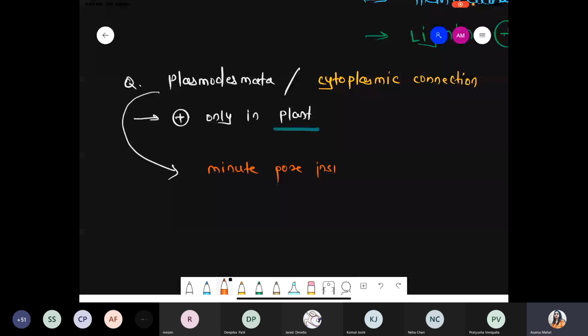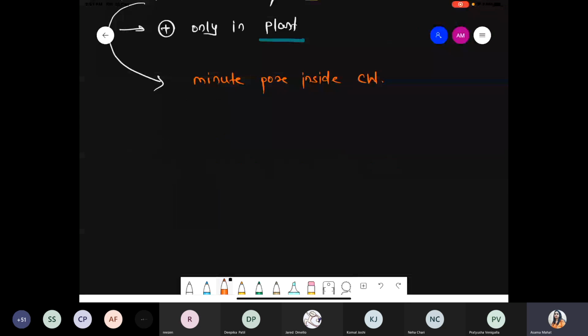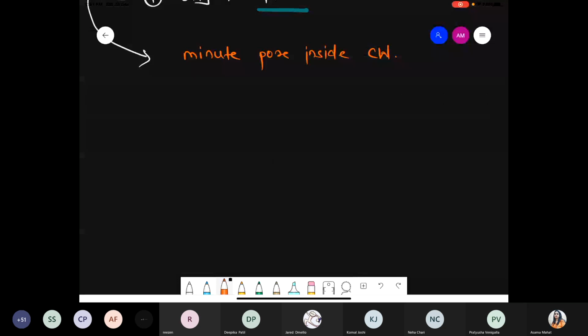inside the cell wall. So that connection is simply called the plasmodesmata. These are also called the cytoplasmic connection because the cytoplasm of two cells gets connected with the help of the plasmodesmata. Quickly, I am taking a diagrammatic representation of how it exactly looks.